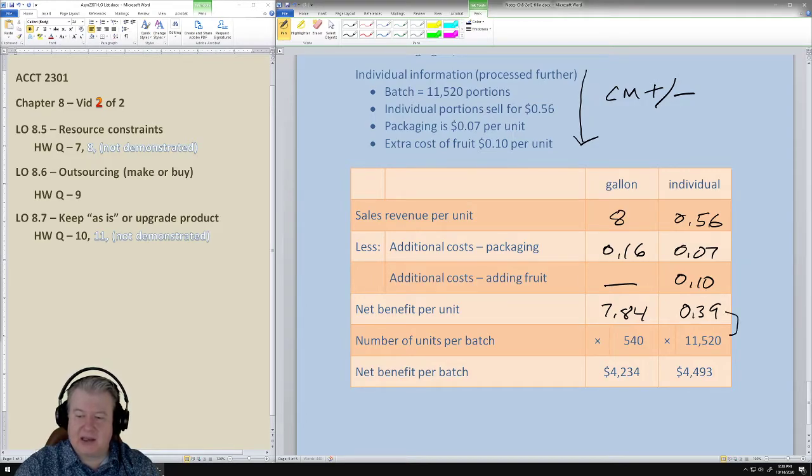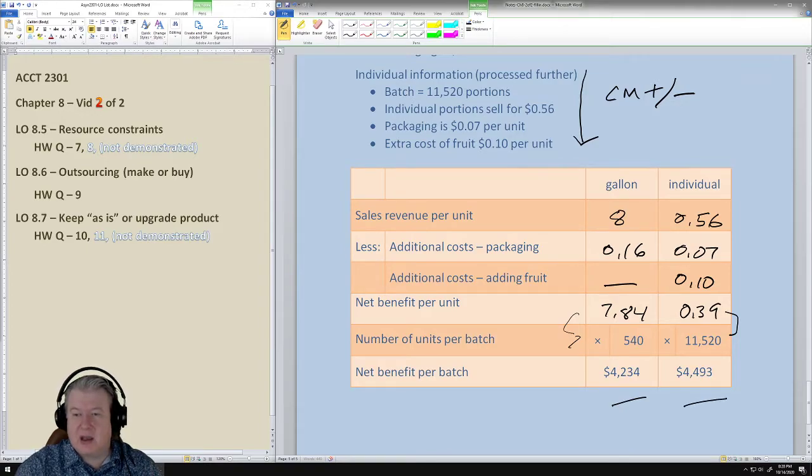And I see that I've uncovered the answer before. But because we're dealing with two very different amounts of items, we're going to multiply those out to figure out which one is going to give us the most contribution. So we'd multiply the 784 times all the gallons, and we multiply the 39 cents by the 11,520. And that's going to give us a benefit of, you can see right here.